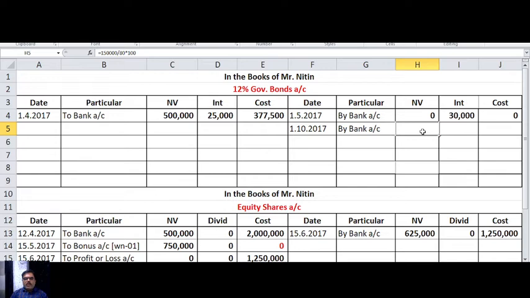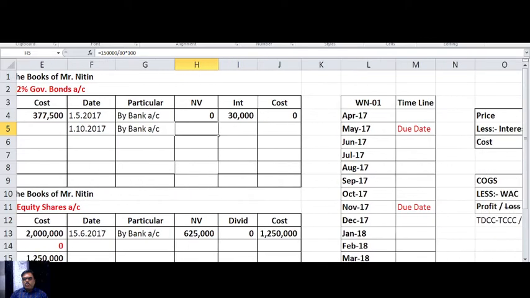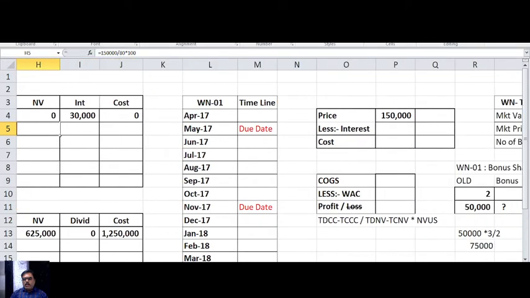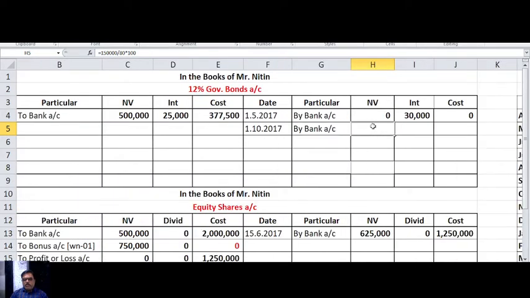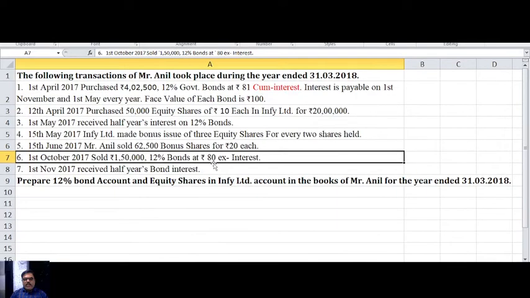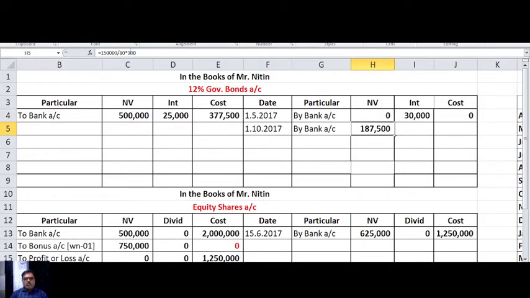Now we have to calculate how many debentures or bonds were sold out. How to calculate? Here it comes to 1 lakh 50,000. What is the price? 1 lakh 50,000. It's the ex-interest cost price. Divide by 80. Price is what? 80. That is ex-interest, meaning interest is not included in this. So multiply by nominal value 100. So it comes to 1,87,500.